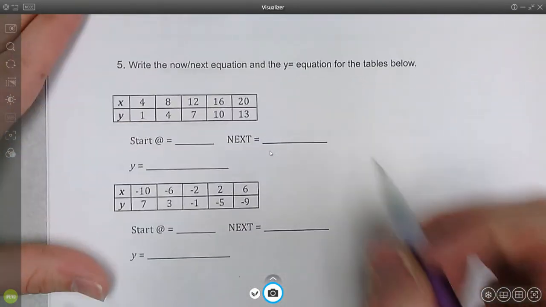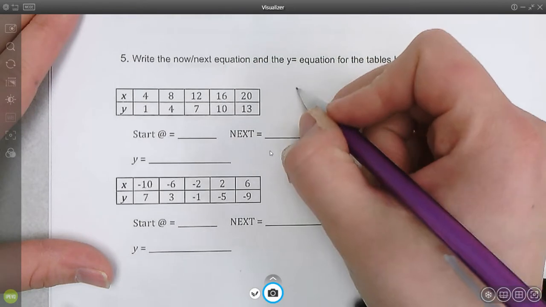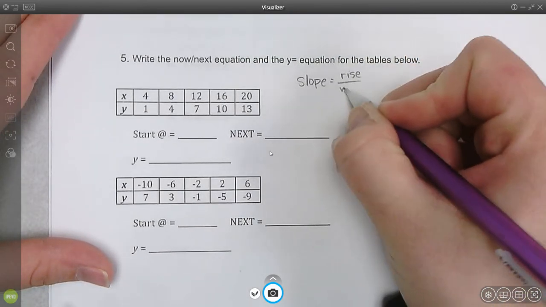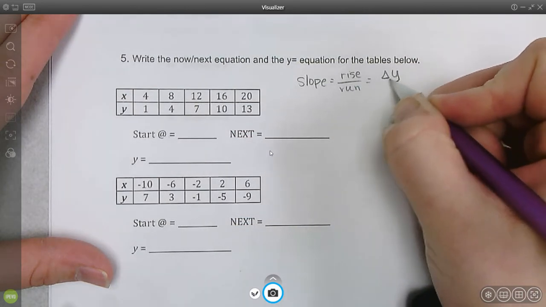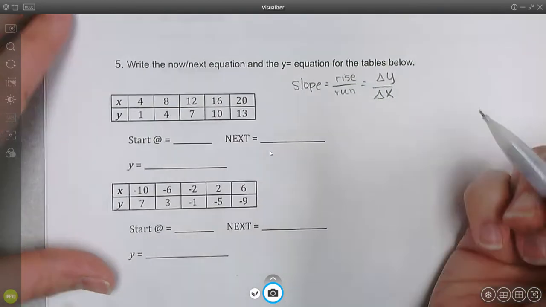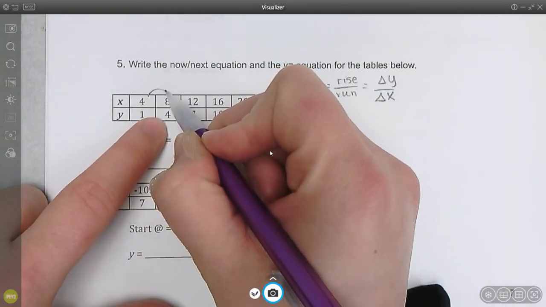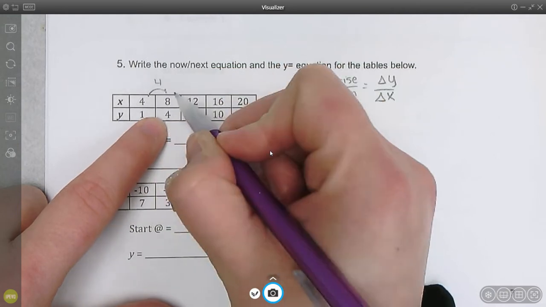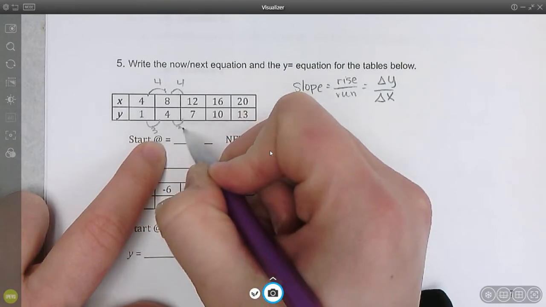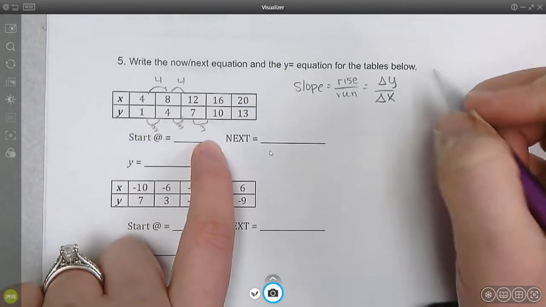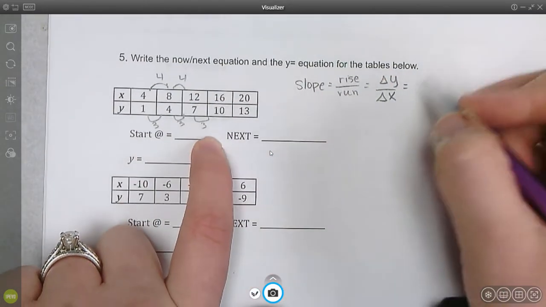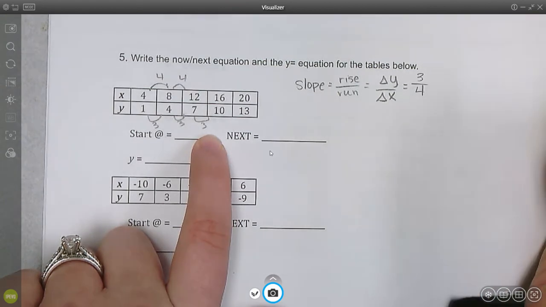So let's see. Number 5 here. So remember, your slope is rise over run, or it's your change in y over your change in x. This little triangle just means change. So let's figure out what we're changing by. Our x's, let's see, this is going up by 4, this is going up by 4, this is going up by 3 every time. So it's not 4 over 3 for change in y over change in x. Remember, your y is on the bottom, so it's actually going to be 3 over 4.